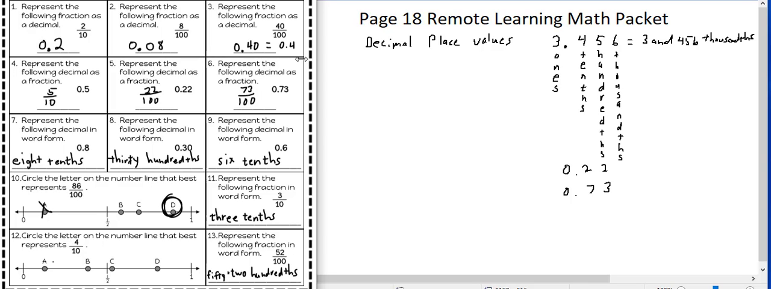Number 11. Represent the following fraction in word form. Here we have 3 tenths. Number 12. Circle the letter on the number line that best represents 4 tenths. All right, so it is less than 1/2, so we know it's not that, and we know it's not that. Now, it's less than 1/2, but it's almost 1/2 because 5 tenths would equal 1/2. So it's really close. So B would be the answer.